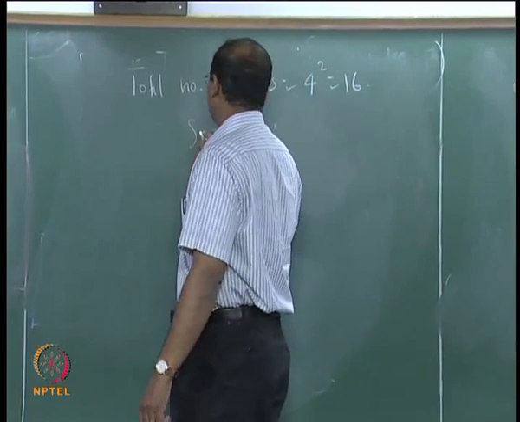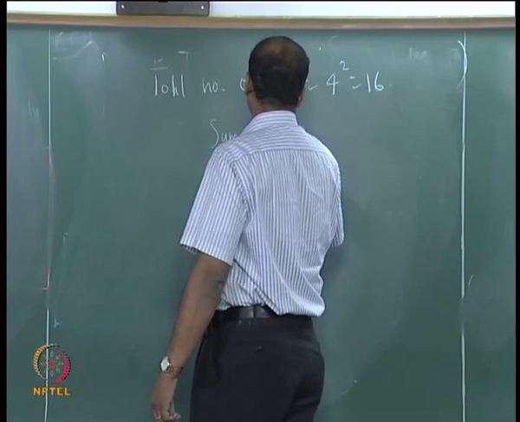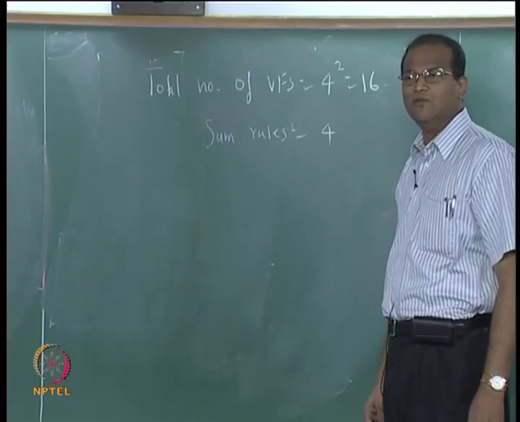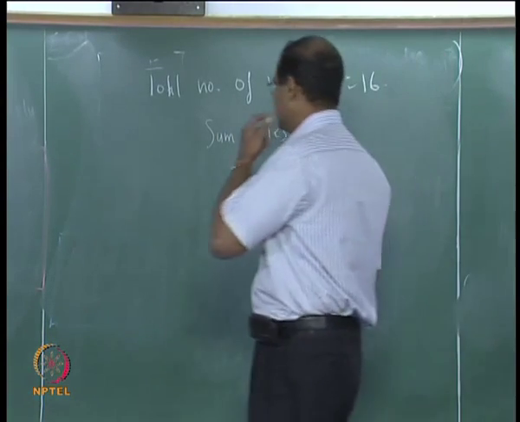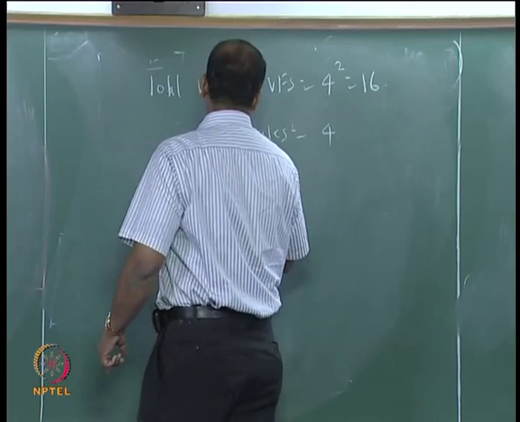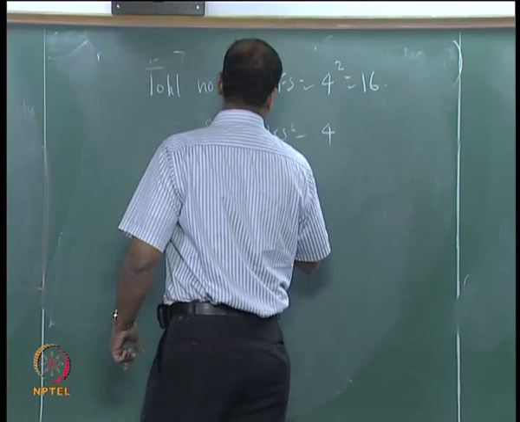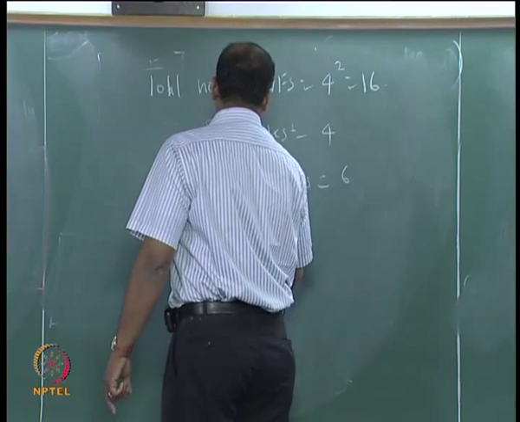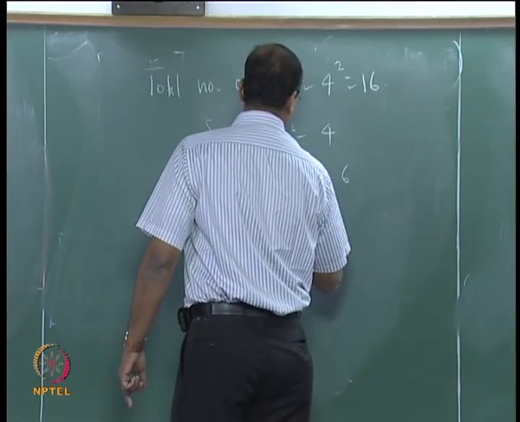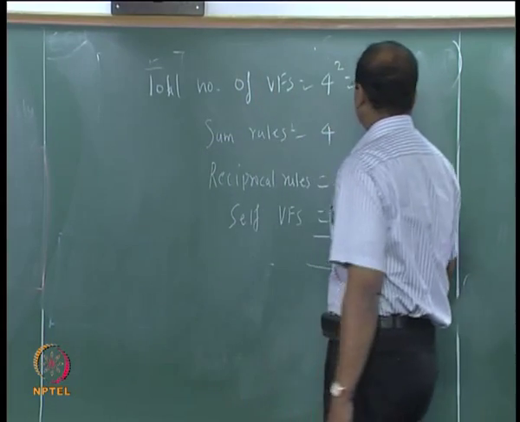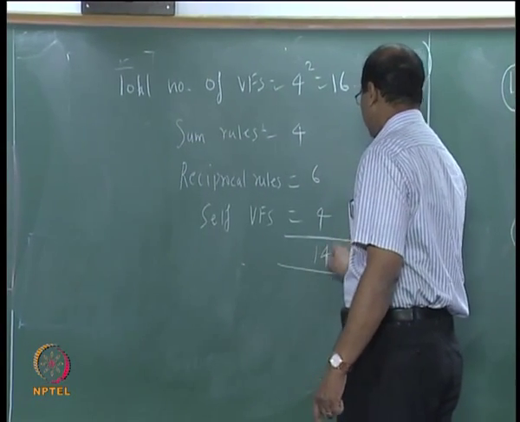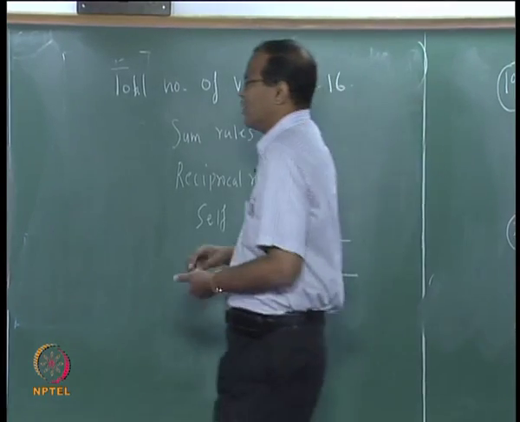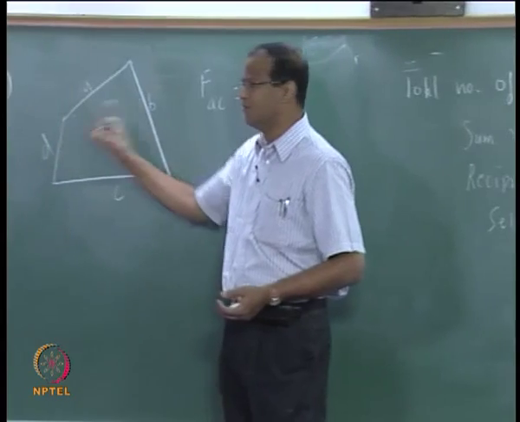Okay, some rules. Reciprocal rules: NC2, 4 into 3 by 2, 6. Self view factor: 4. So the total is 4 plus 6 plus 4, 14. So the number of view factors to be independently determined is 2. But what are these 2? It is FA to C and FB to D.